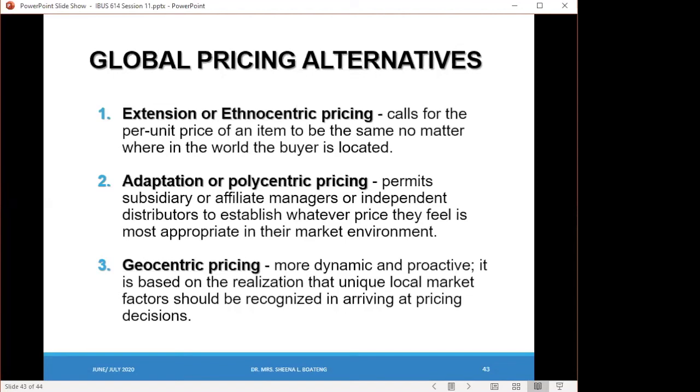Unlike the adaptation strategy where you are allowing whoever is operating the marketing and sales aspect of the product in whatever market to unilaterally determine how much they want to sell the product for on their own in that particular market.